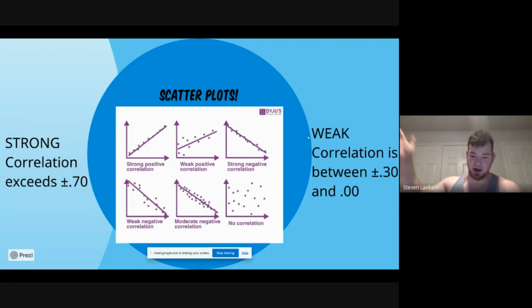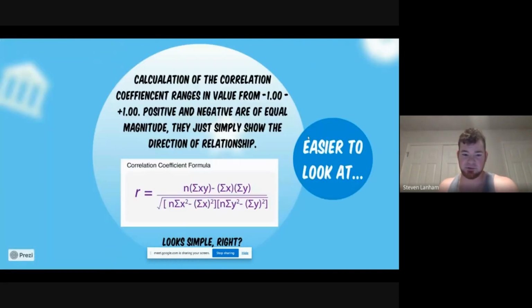and you can see that it's going up and to the right. Negative correlation would be down and to the right. A weak correlation, where it's not as tight of a line, is between 0 and 0.3 and 0 and -0.3.